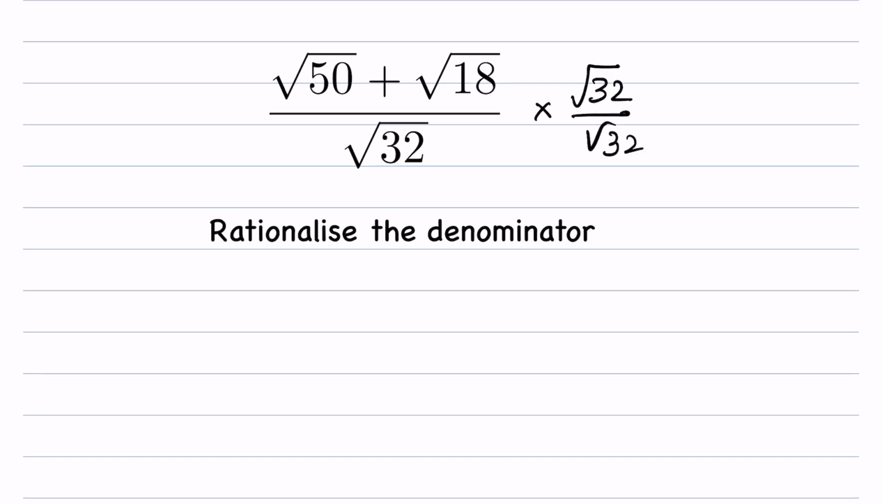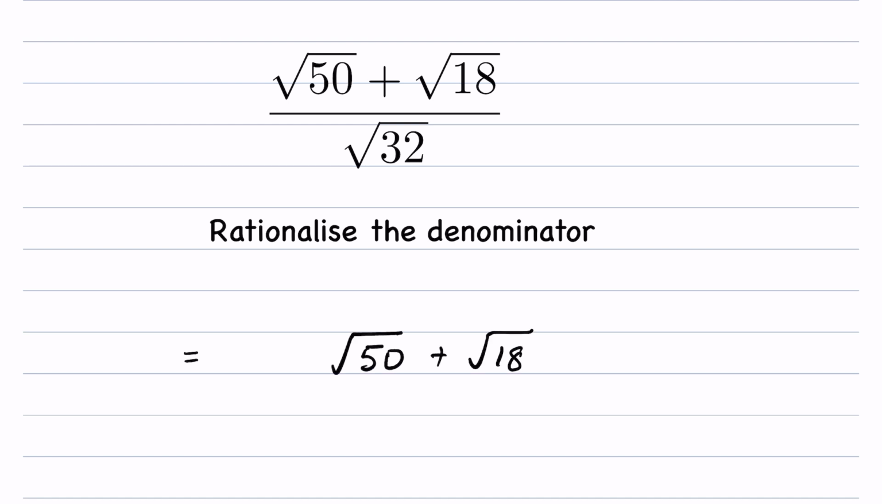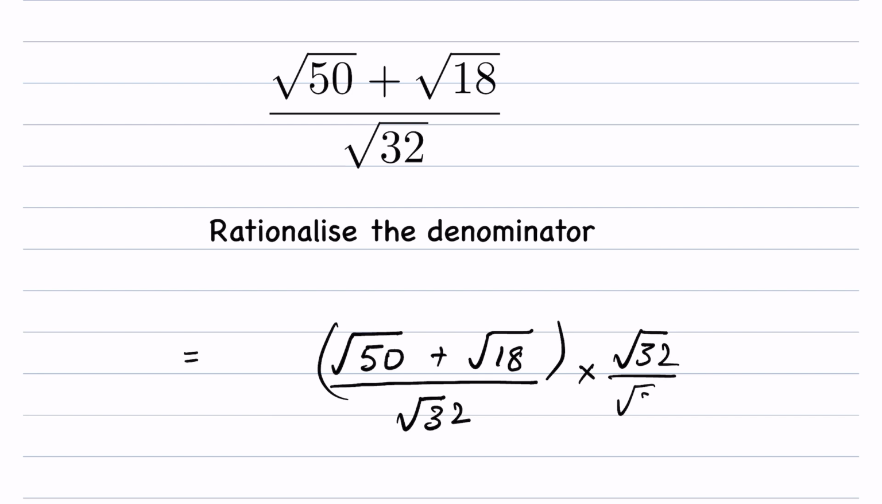There is another method of solving it where we rationalize the denominator. Because you see, if you multiply and divide by the same number, it is equal to multiplying by 1. And multiplying by 1 doesn't change anything. So we are not changing the number. So we can do it like this: square root of 50 plus square root of 18 upon square root of 32 times square root of 32 upon square root of 32.